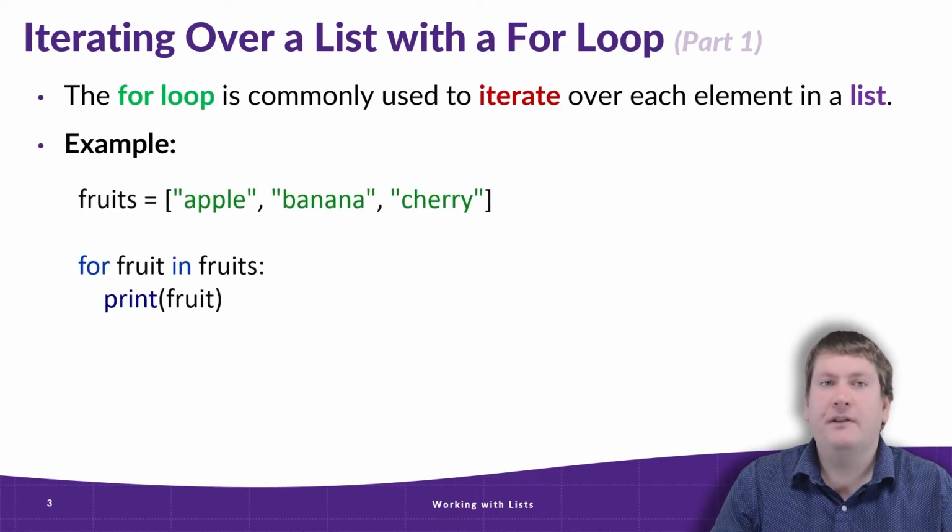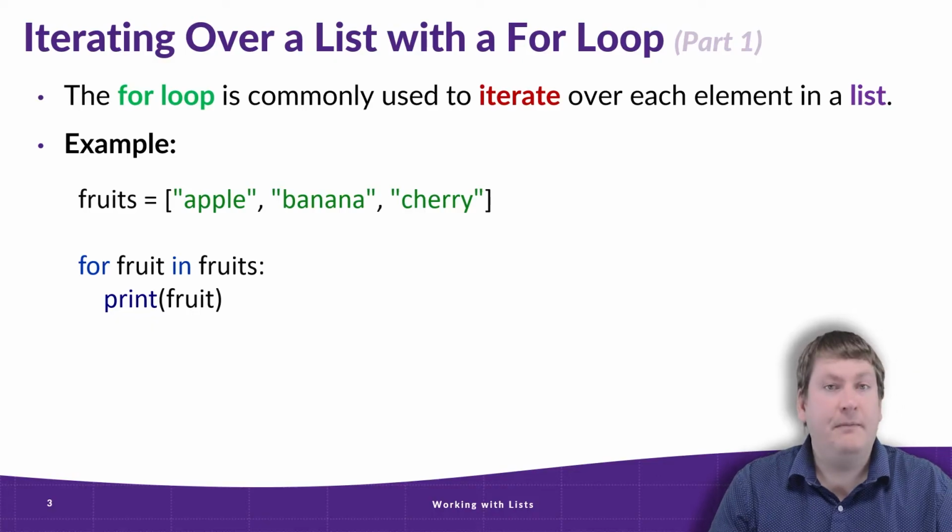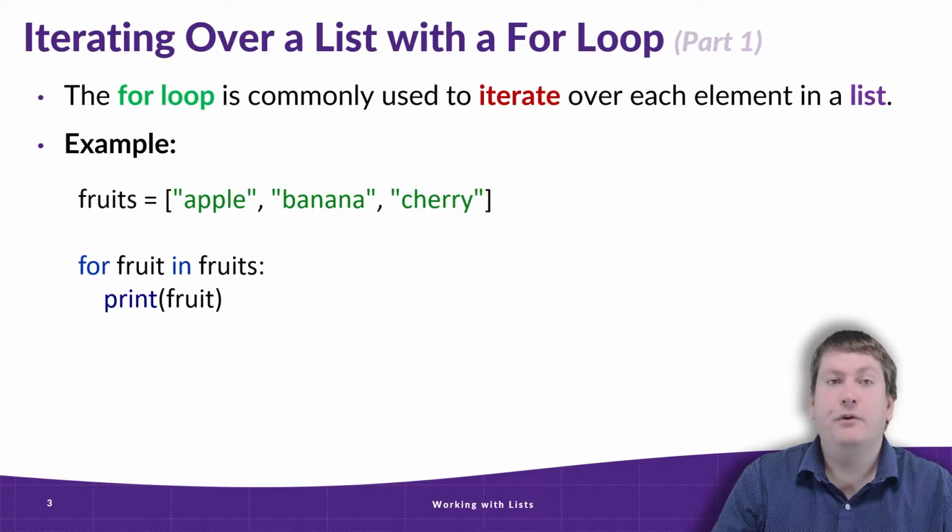In this example, we have a list of fruit. In this list called fruits, each element is a string that contains the name of a fruit: apple, banana, and cherry. Below that, we can see our for loop. In this case, the syntax is the same as we saw when we were looping over characters in a string. Fruit would be the element of the list, and fruits is the name of the list. So this loop will run once for each element in the list, and each time this loop runs, fruit will be equal to that element.